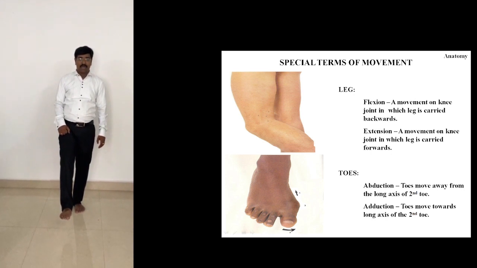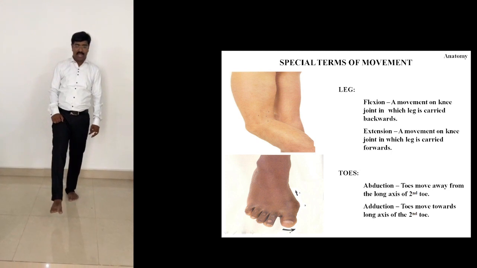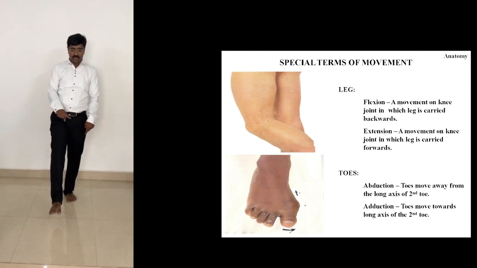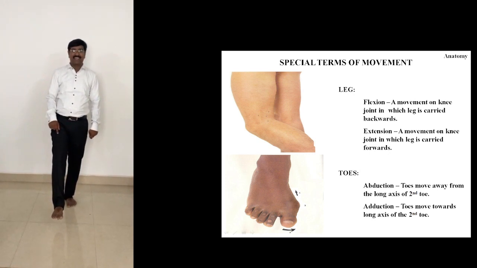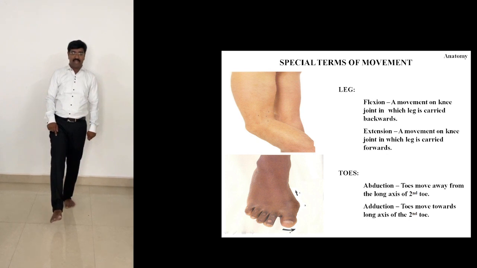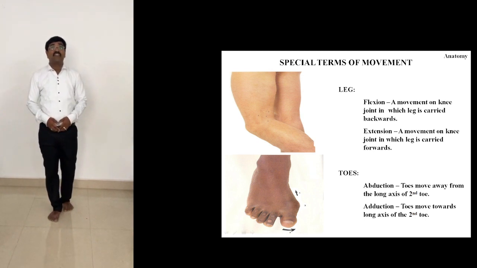Now I am taking away my first toe, so I have divided the toes into two parts. One which is moving away, that is called what? Abduction of the toe. Again I am coming back, see. Adduction of the toe. So moving away, abduction. Coming back, adduction. The same I can show even in the fingers.